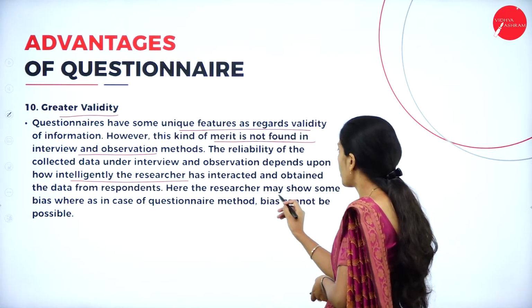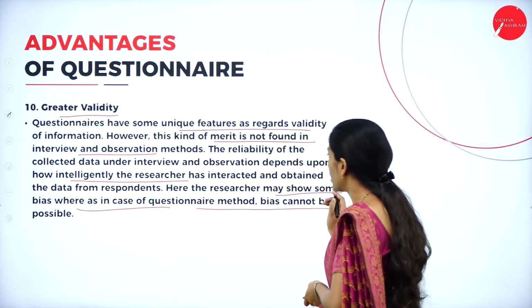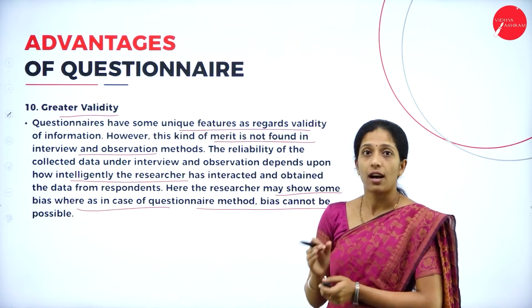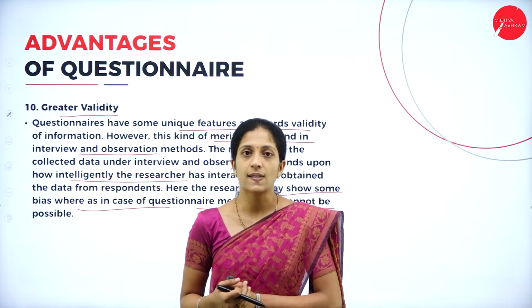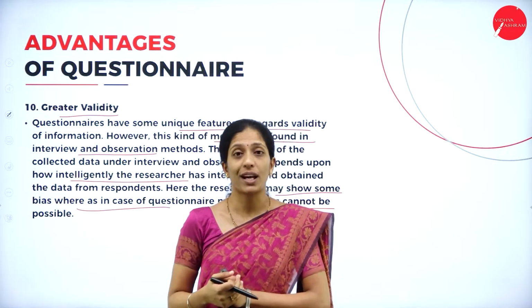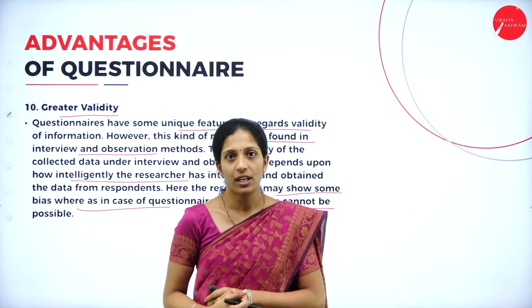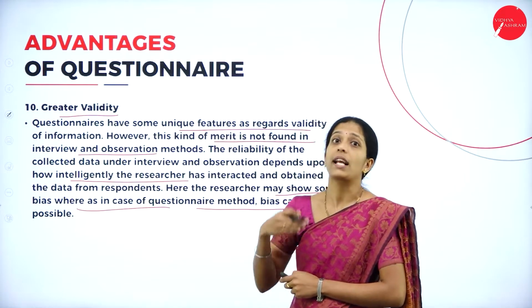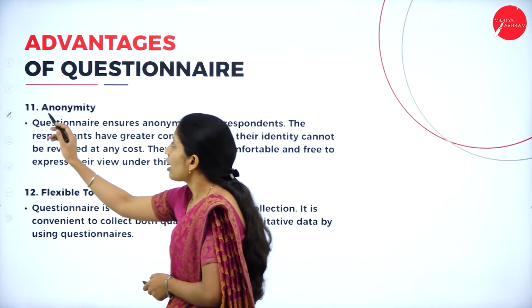Here the researcher may show some bias under observation or personal interview method, but in case of questionnaire method bias is not possible. There may be chances that the researcher may show some bias against respondents, but this will not happen in case of questionnaire method, that is creating validity or greater validity in questionnaire. Next one is anonymity.